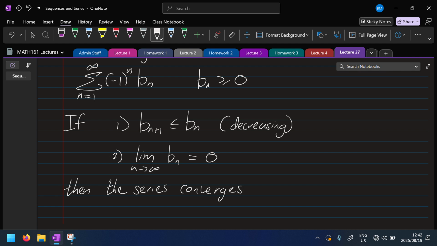So that's one of the easier ones to check. So you just check that it's decreasing. We know how to do that. I showed you the 3 methods last week. You check the limit to 0. Again, easy to check. If it's decreasing and the limit is 0, we know it converges.